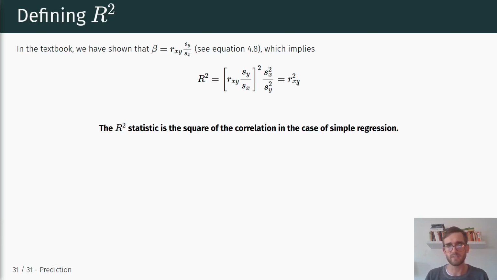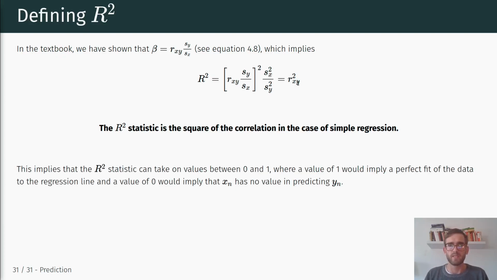So the R squared statistic can not only be interpreted as the proportion of variance that is explained by our model; in the bivariate case, the R squared statistic is the square of the correlation in simple regression. Of course, this implies that the R squared statistic can take values between 0 and 1, where a value of 1 would imply a perfect fit of the data to the regression line, so all the variation in y is explained by x, and a value of 0 would imply that xn has no value in predicting yn.